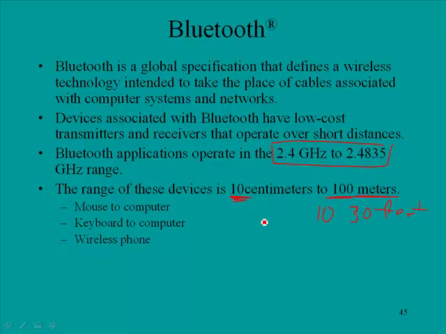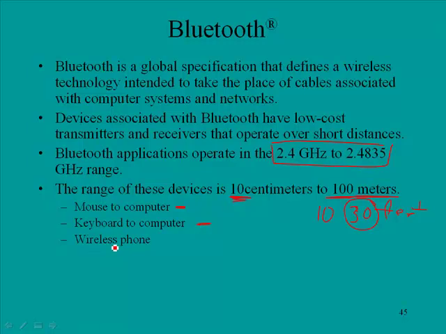Some of the applications that you see for Bluetooth are, for example, a wireless mouse can use Bluetooth, so you don't have to have the cable connecting your mouse to the computer. It will just connect wirelessly using Bluetooth. It'll be relatively short range. One of the values of Bluetooth is that it transmits such a short range that it doesn't interfere with other systems. Also, a keyboard could be wirelessly connected to the computer using Bluetooth.